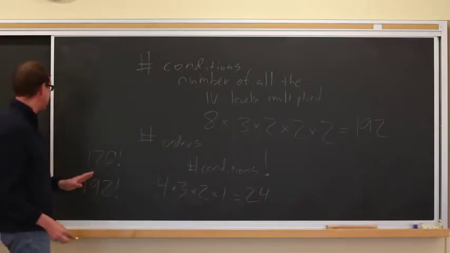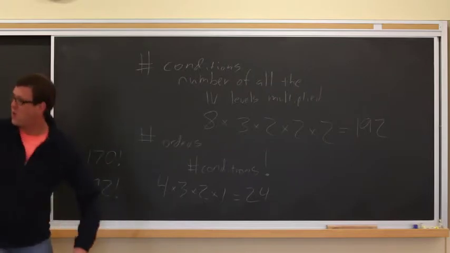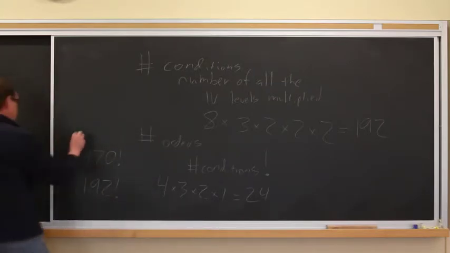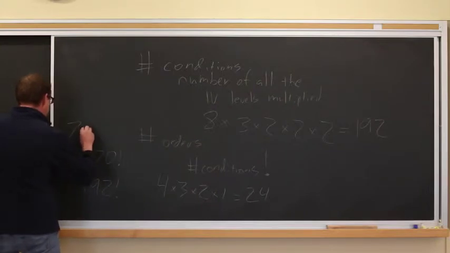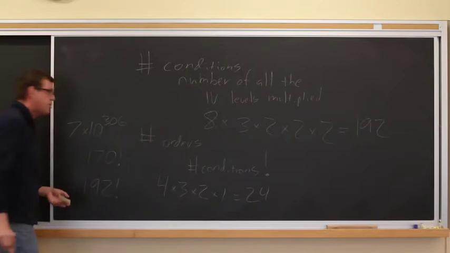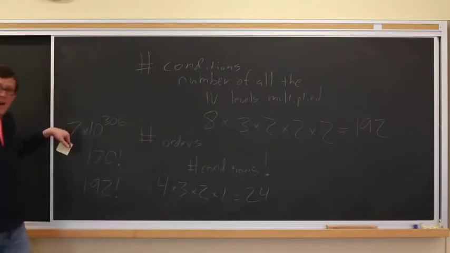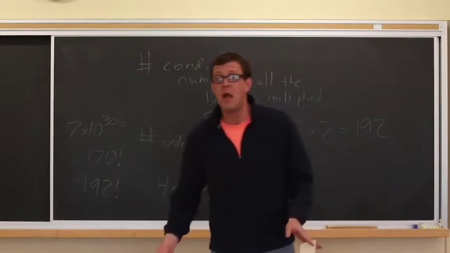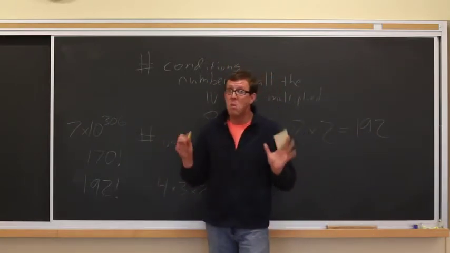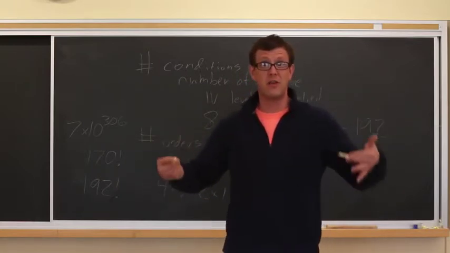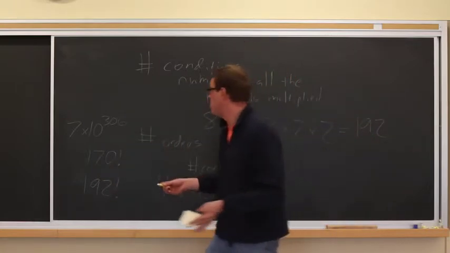And amazingly, 170 factorial is roughly equal to 7 times 10 to the 306. So this is basically 7 followed by 306 zeros. That's a big number. That's a really big number. That's more than the number of atoms that are predicted to be in the observable universe.